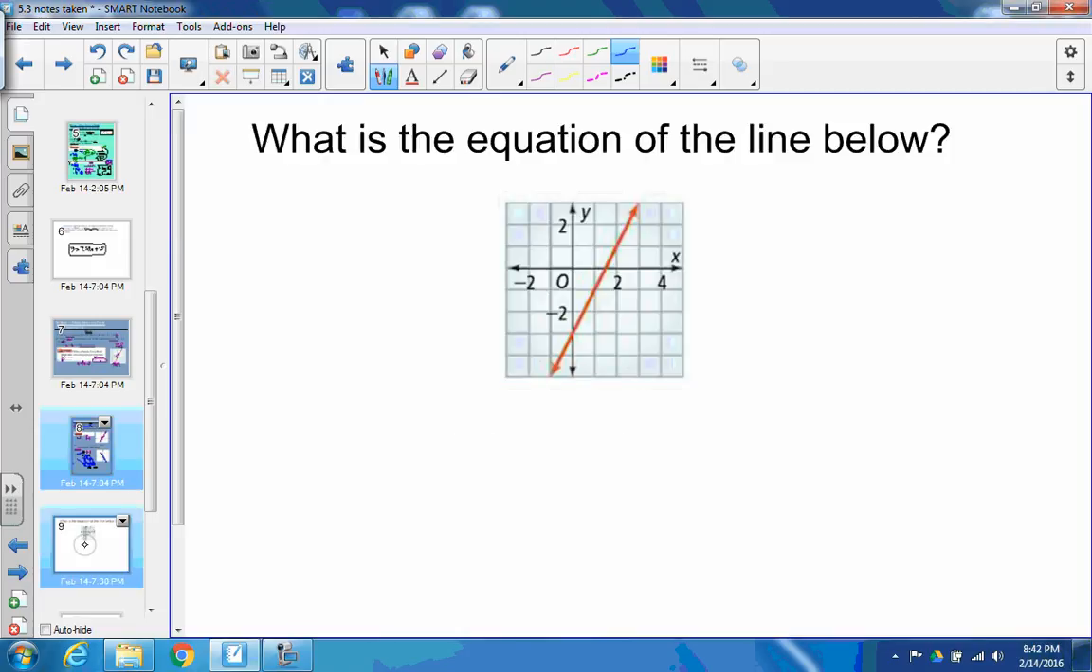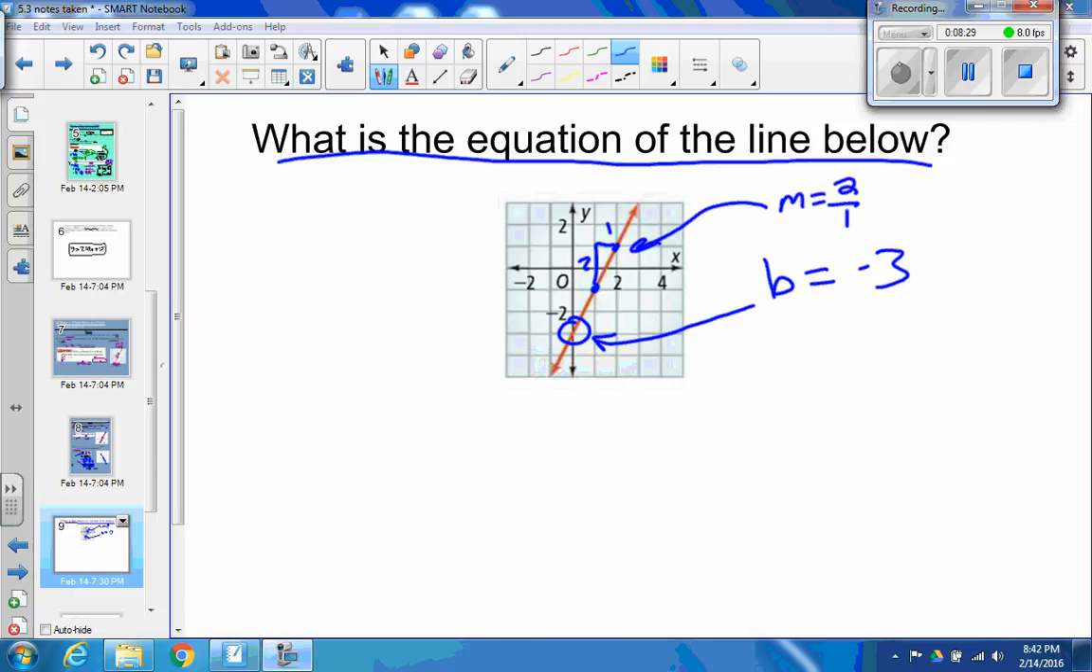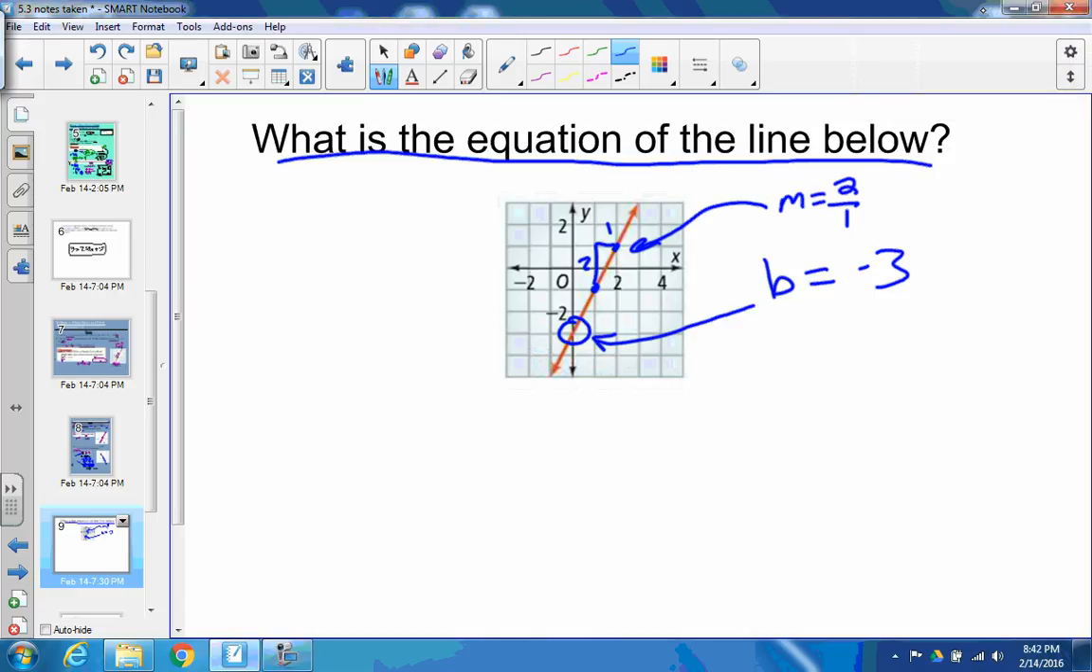given the equation. So here's what I'd like you to finish off. What is the equation of the line below? Why don't you try that? What is the equation of the line below? So I did this for you. I just found the y-intercept. So you got to find the y-intercept, the b value, where it crosses the y-axis at negative 3 right here. So b is negative 3.